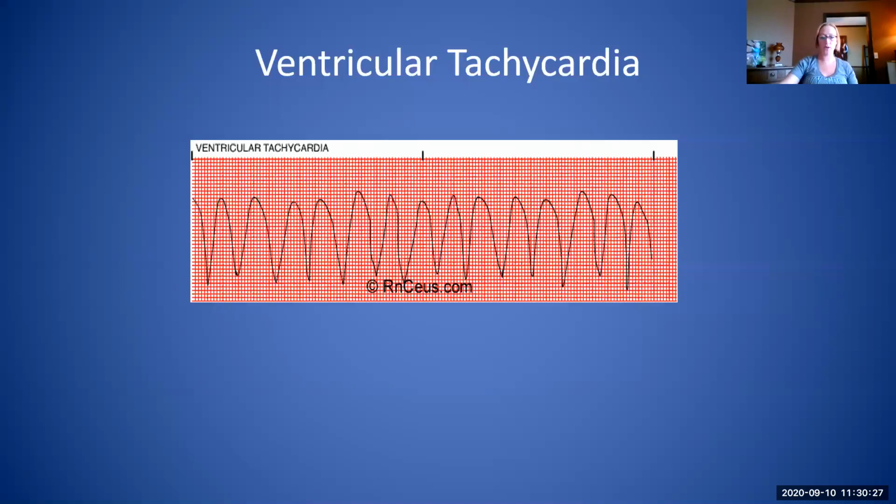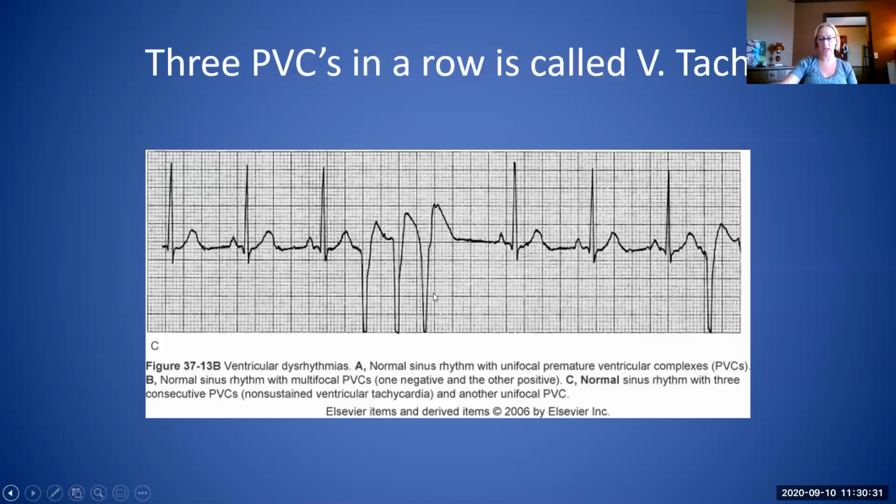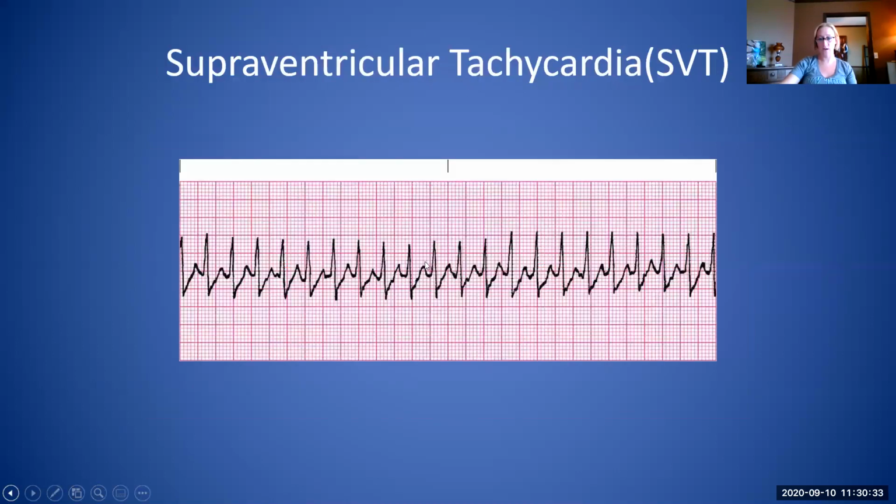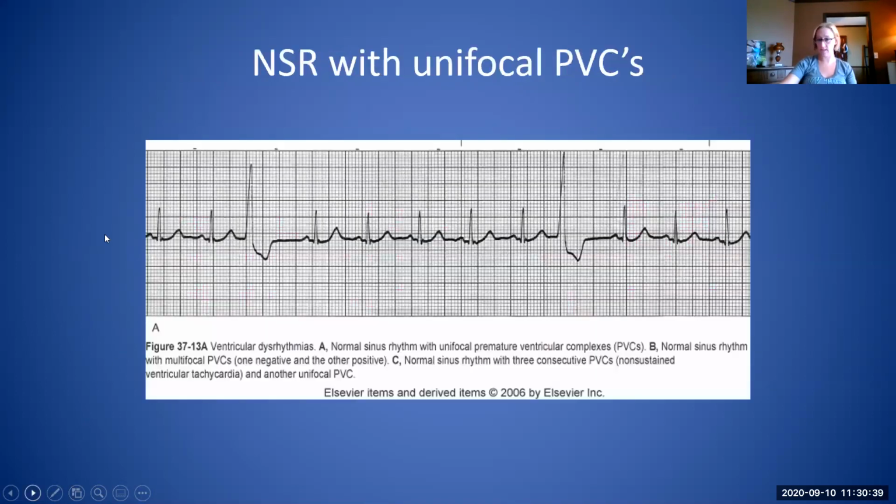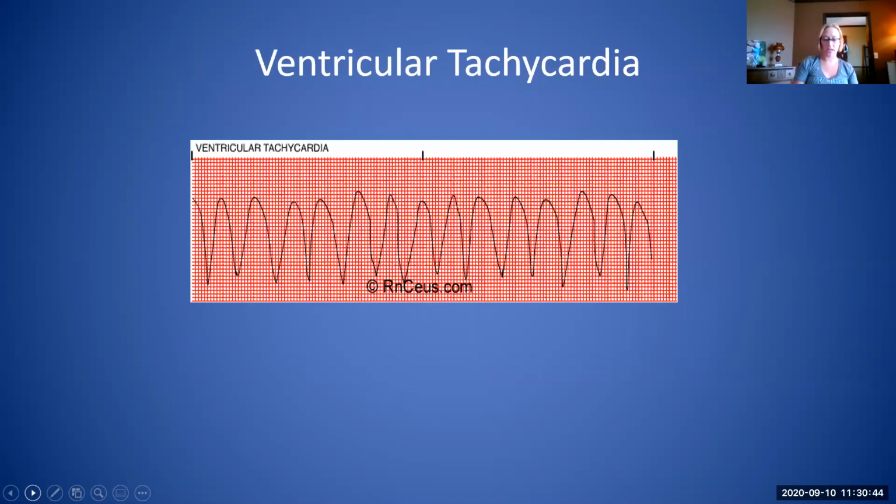Wide QRS. So here you can see the difference between VTach and SVT. SVT's got a P wave or a T wave or something in it, and it's more narrow. Now we have our VTach. Those are not there anymore, and it's very wide. So this is our ventricular tachycardia. VTach can have a pulse. It is lethal, though, if it is not corrected as soon as possible.